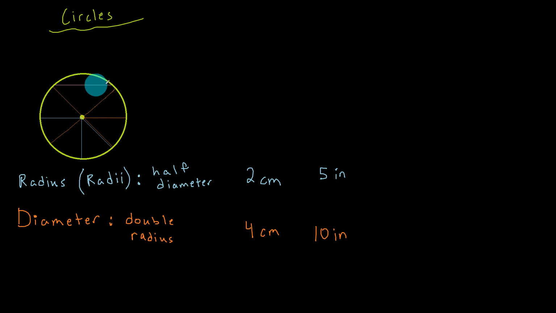So when you have segments, they travel from point to point, or they have endpoints along the edge of the circle, but the segment does not touch the center of the circle. We call these chords. And there are multiple chords that can be drawn within a circle. So let's write that word down, chord.